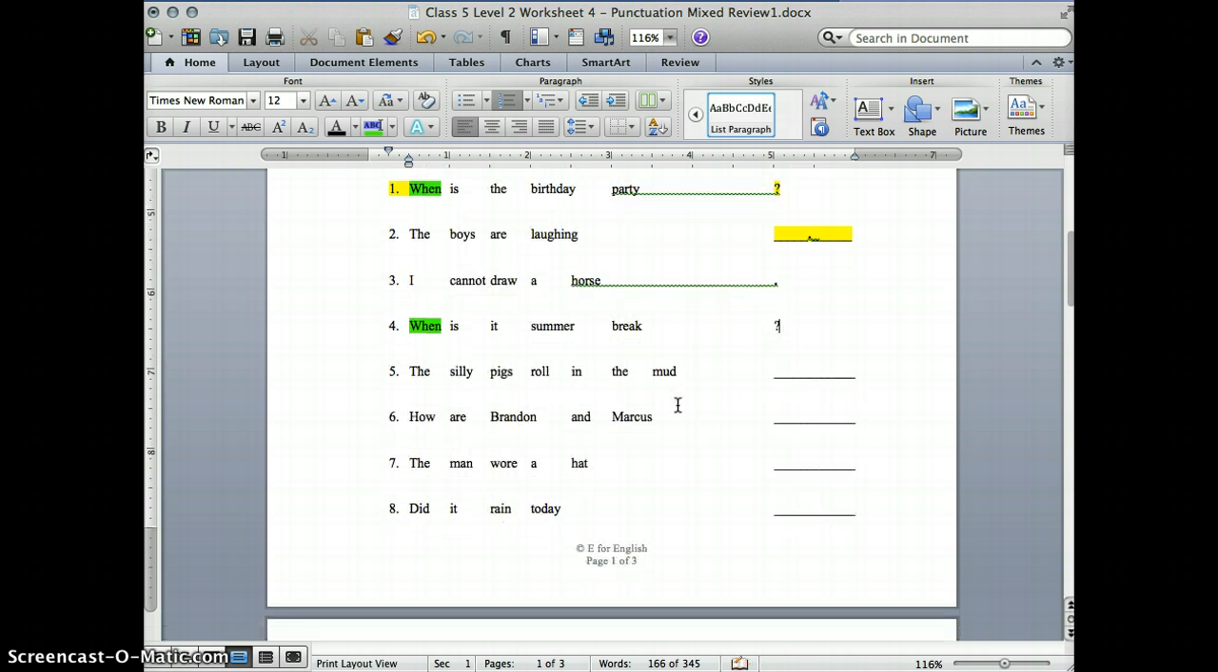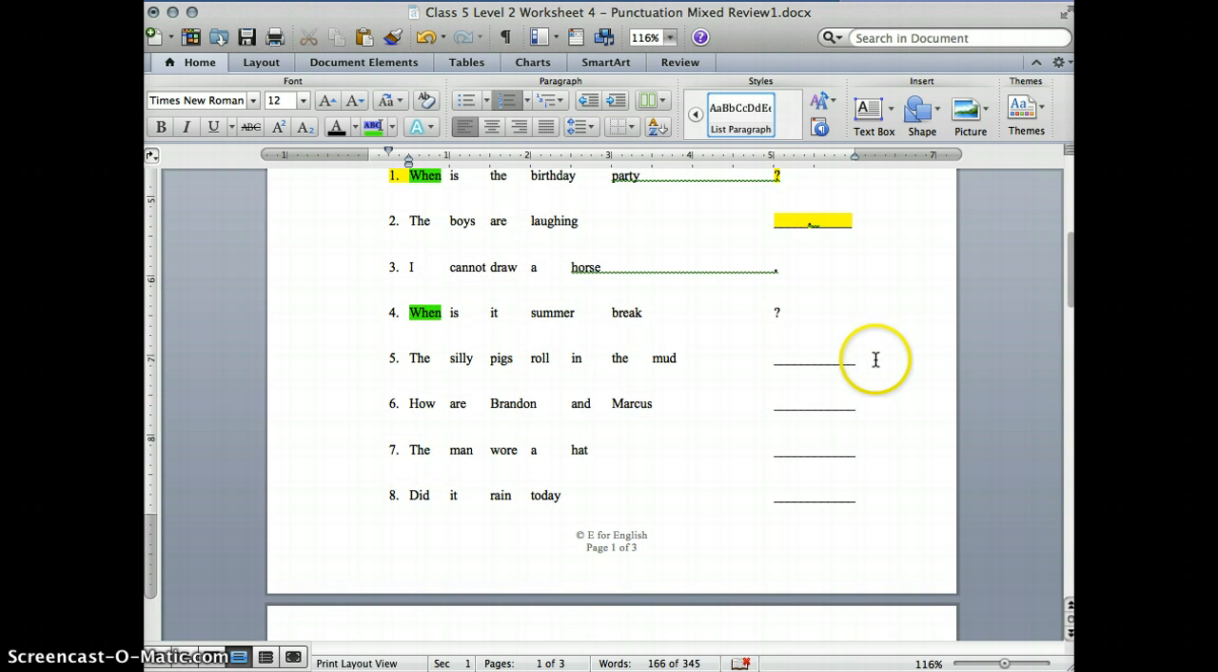Okay, the silly pigs roll in the mud. Are we asking a question or are we looking at these pigs? Do we know for a fact that they're rolling in the mud? What's happening here? Good, so they are rolling in the mud, which means that it's not a question, but it's a statement of what's happening. So because we are not asking a question and because we know that the silly pigs are rolling in the mud, what end mark are we going to use? Exactly. We're going to use a period.